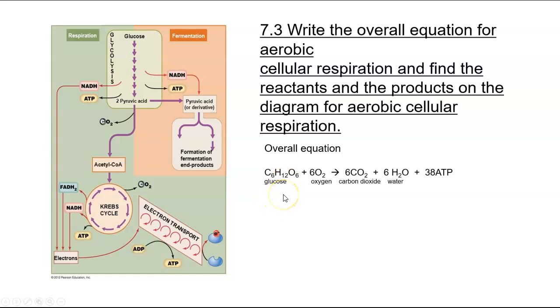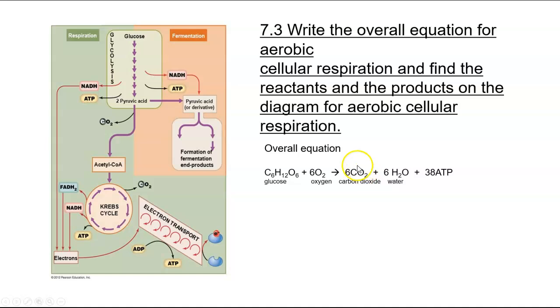Okay. So you want to memorize that equation. Glucose plus oxygen gives us carbon dioxide, water, and ATP. Actually, you have experience with this. We eat glucose, or we have blood glucose. We have glucose in our blood. We breathe in oxygen. We exhale carbon dioxide.